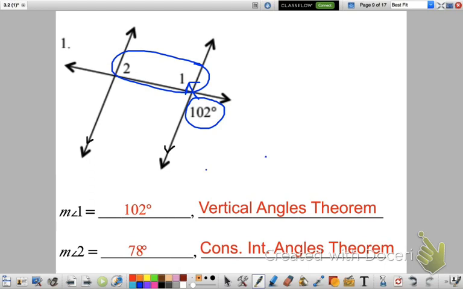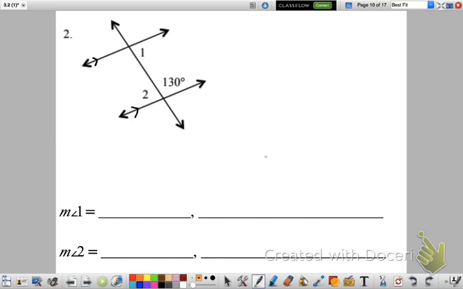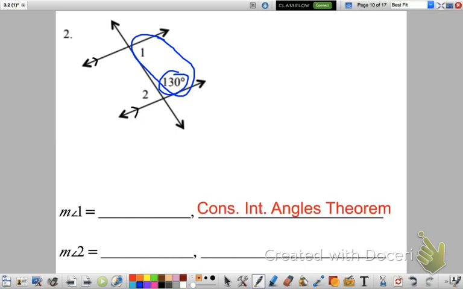Let's look at number 2. Okay, number 2, we're given that this angle is 130 degrees, and we're asked to find the measure of angle 1 and the measure of angle 2. Let's start with the measure of angle 1. So, the measure of angle 1 and our 130 degrees are consecutive interior angles. That means they're supplementary, so we would subtract the 130 from 180, and we should get that the measure of angle 1 is equal to 50 degrees.